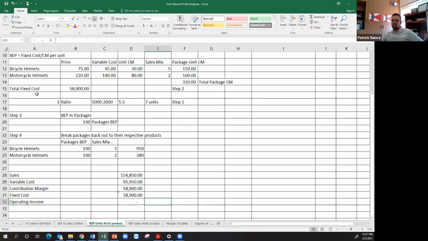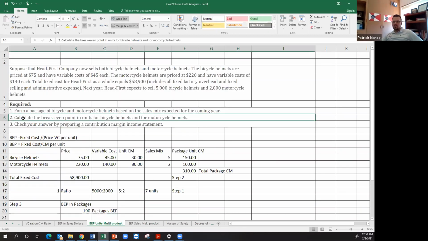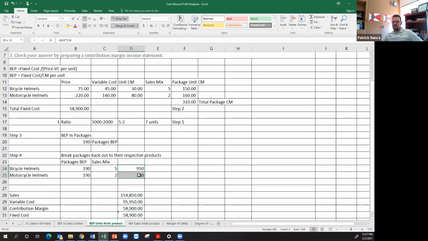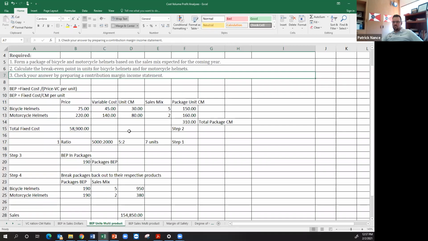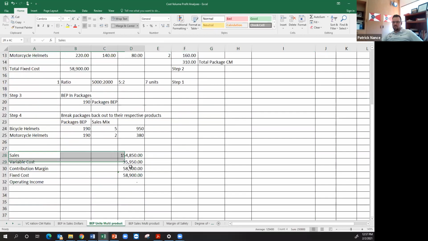But the real answer to number 2, calculate the break-even point in units of bicycle helmets and motorcycle helmets, is 950 and 380. And then it says check your answer by preparing a contribution margin income statement. That's what we just did right here. So our answer is correct.